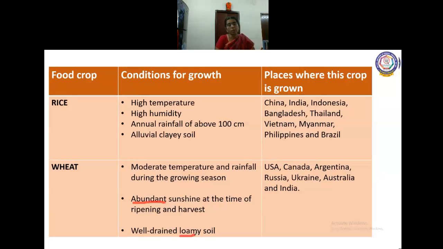So wheat is an important item for international trade also. It is grown in the countries of USA, Canada, Argentina, Russia, Ukraine, Australia and India.